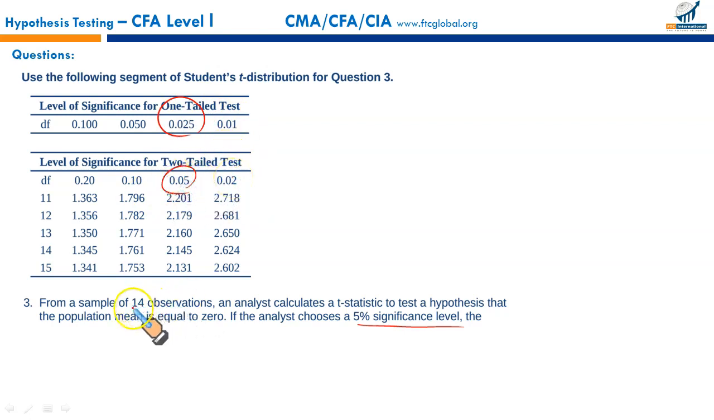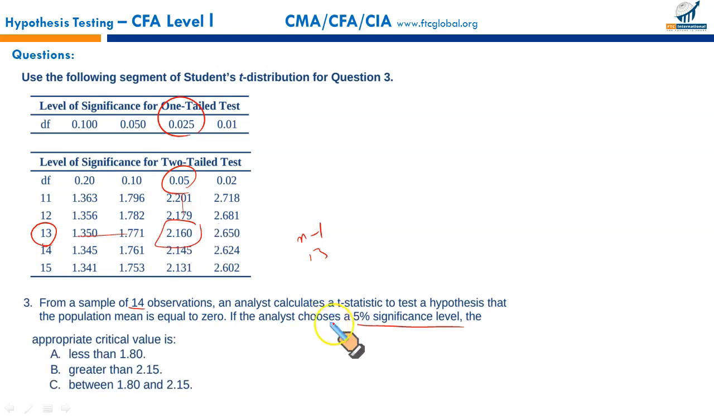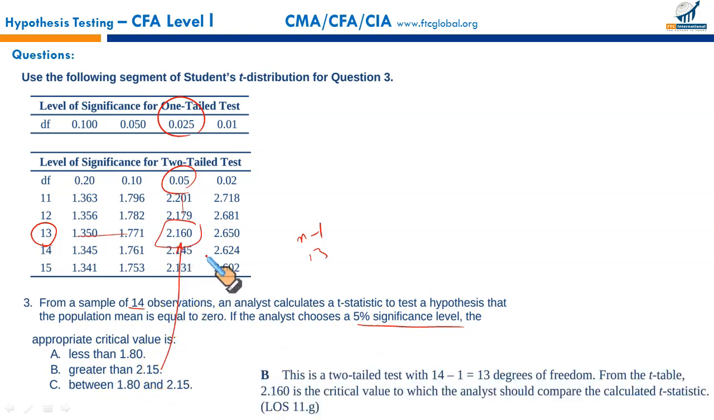So we have a total of 14 observations. I hope you remember the degrees of freedom is n minus 1, that is 14 minus 1, that is 13. So 13 at level of significance 5%, it's 2.16. So what is the answer? The question was, if the analyst chooses a 5% significance level, the appropriate critical value is greater than 2.15. That makes B the correct option.